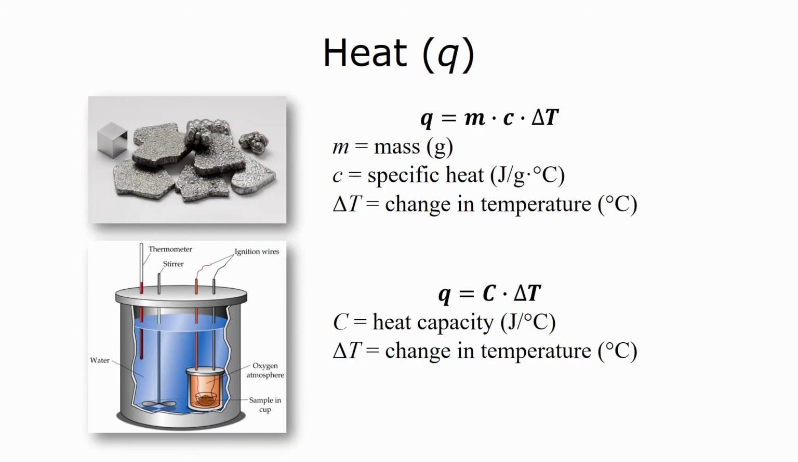Now, heat flow is defined by a couple of different equations depending on what you do. If we're talking about heat in or out of a substance, this is Q equals mc delta T. M for mass, lowercase c for specific heat, and delta T for the change in temperature of the substance. And if you're talking about an object, such as a calorimeter, this is Q equals big C delta T. In this case, you don't have to worry about the mass of the object. That information is wrapped up entirely in its heat capacity already.